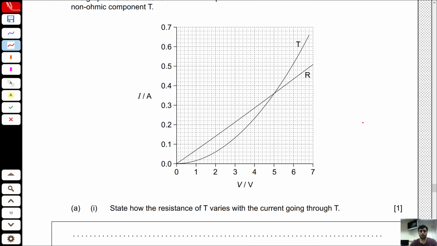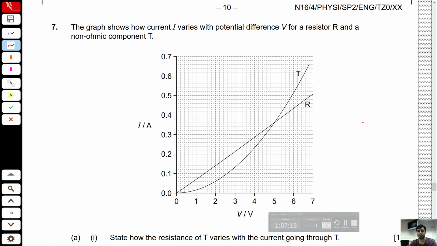Question number 7. The graph shows how current I varies with potential difference V for a resistance R and a non-ohmic component T. You can see T is non-ohmic because it is not a straight line passing through the origin, whereas the resistor R is definitely ohmic because it follows the condition that it is a straight line passing through the origin, so current and voltage are directly proportional for R but not for T.